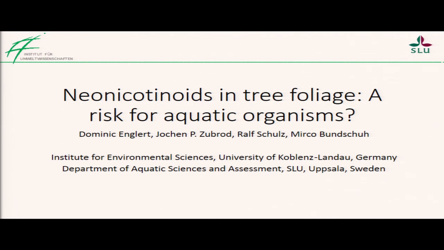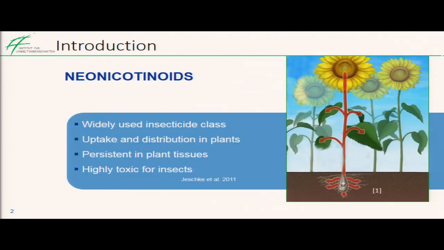So I think Nathan already did a very good job in introducing the basics of neonicotinoids, so I do not have to go into this. What I want to stress nonetheless is that we are rarely looking into what is happening with the neonicotinoids based on their systemic nature, so their uptake in the plant and what is happening then. And we were interested in looking into what is happening with tree foliage when it enters aquatic ecosystems.